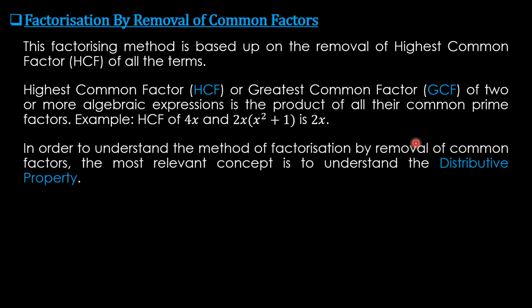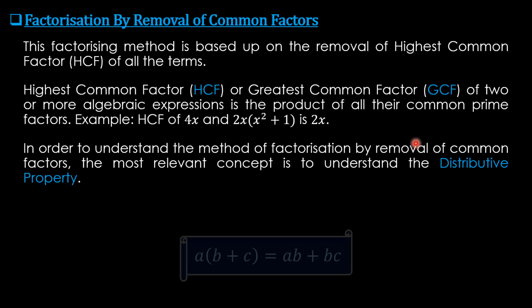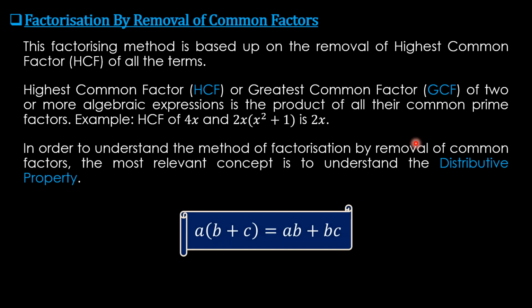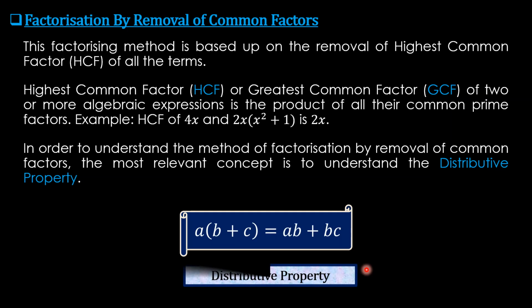In order to understand the method of factorization by removal of common factors, the most relevant concept is the distributive property. What is the distributive property? a times (b plus c) equals ab plus ac. So we just multiply b by a and multiply c by a. We get this expansion, and this is called the distributive property.